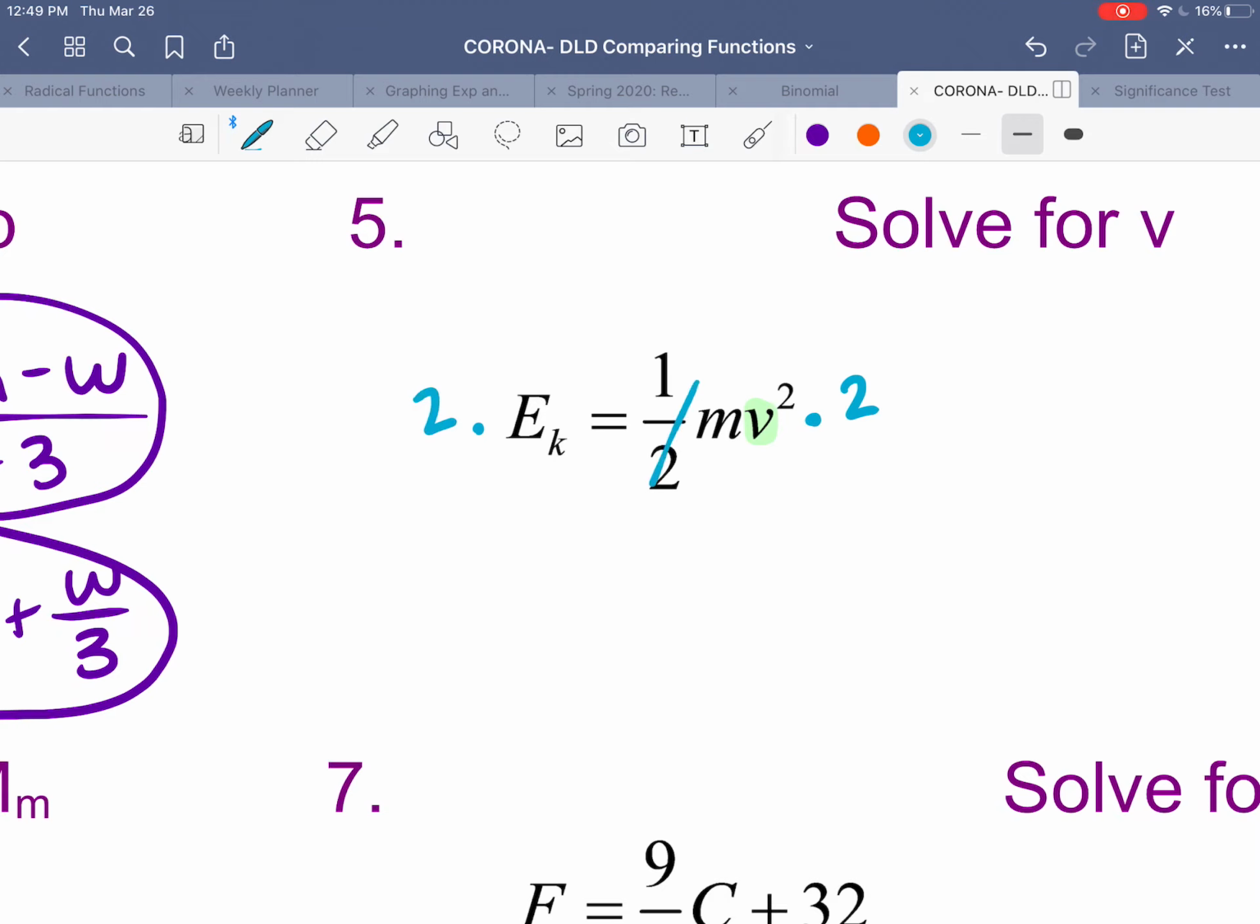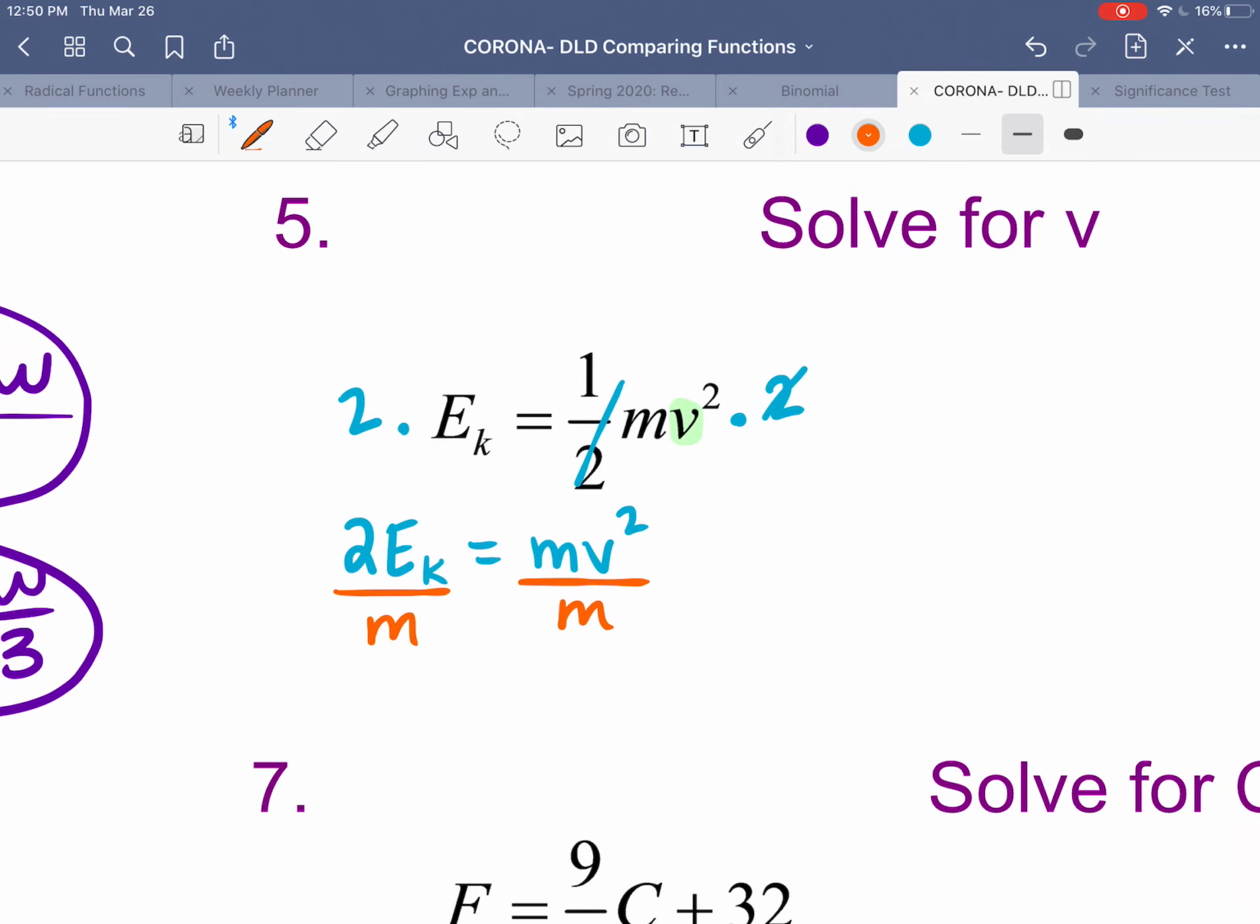Then this simplifies with this. We have 2 E sub k equals m v squared. Next, we're going to divide by m on both sides. So that'll give us 2 E sub k divided by m equals v squared.